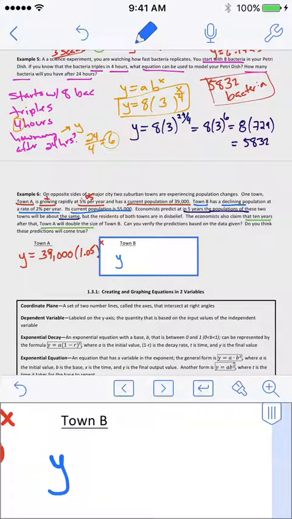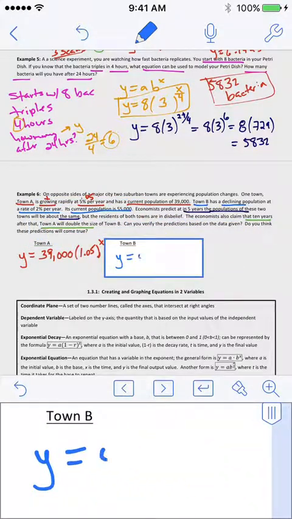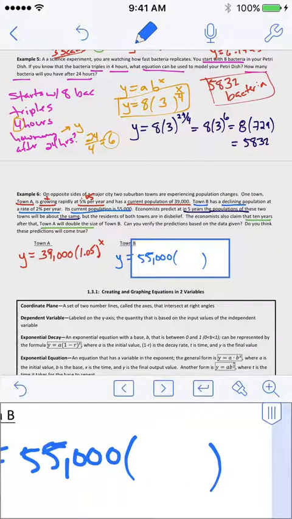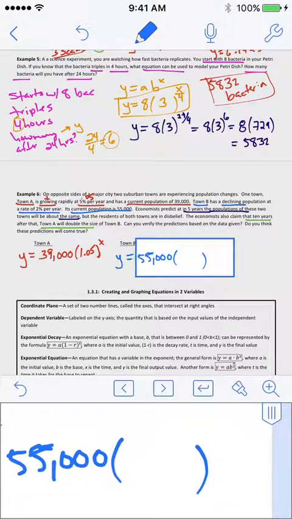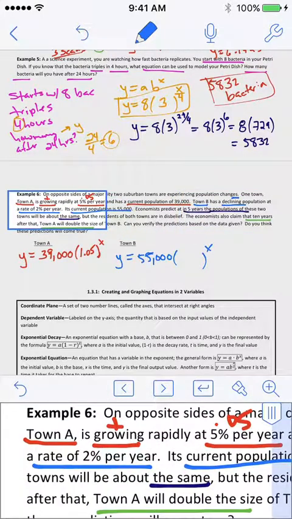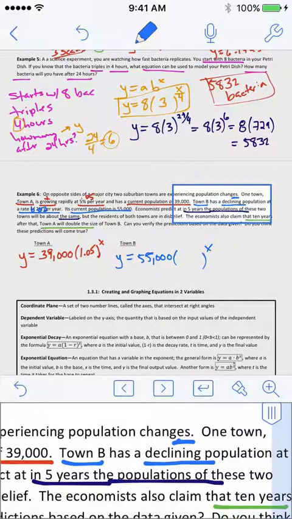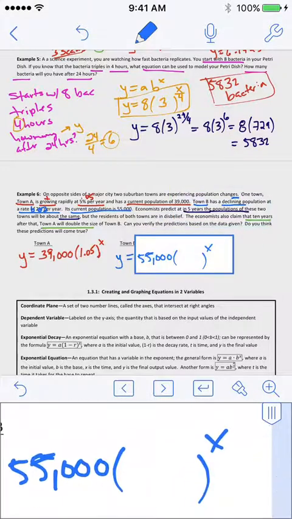So Town B, again, starts with Y. This one has a current population of 55,000. The rate is also per year, right? So it's just to X. But this one is declining. That takes away 2% or 0.02. Right? So if we're taking away from the population each year, it's supposed to be going down. So we're not getting the full 100% back. So it's 100% minus 2%, or 0.98.